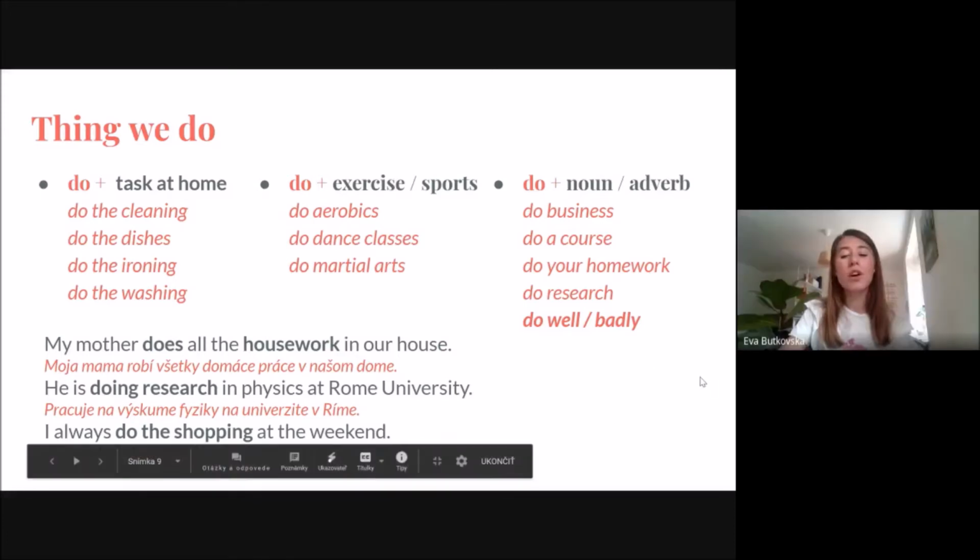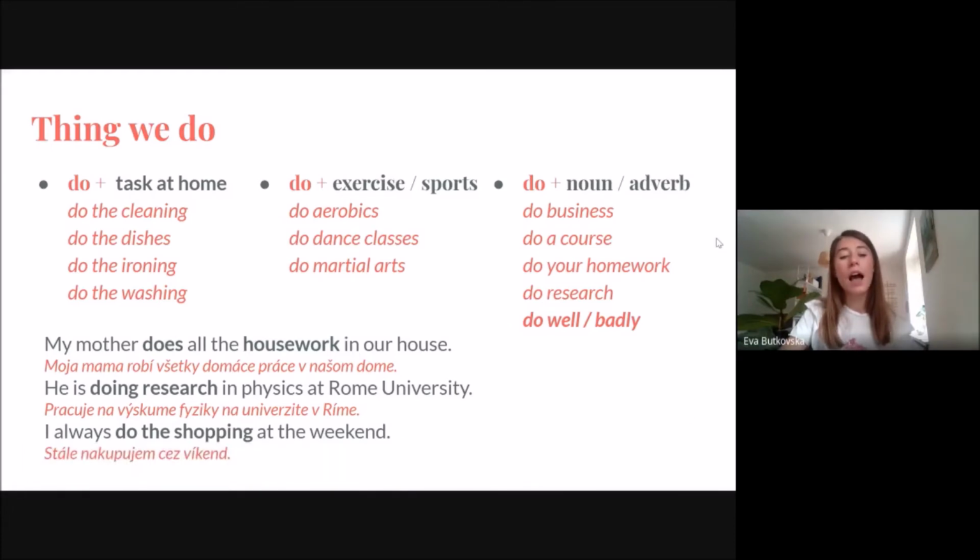I want you to focus on the third example sentence. I always do the shopping at the weekend. Non-native speakers usually say, I always or I usually go shopping at the weekend. This is a correct way as well, but the proper way is to say do the shopping.